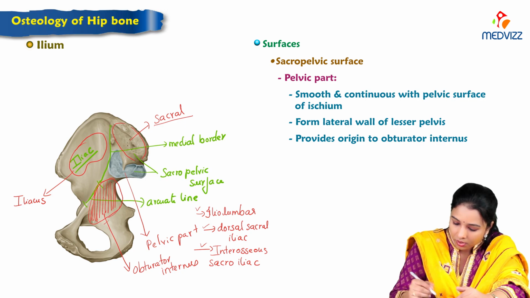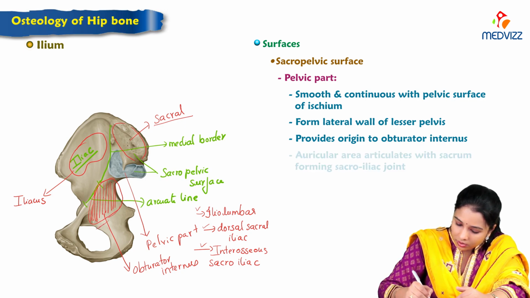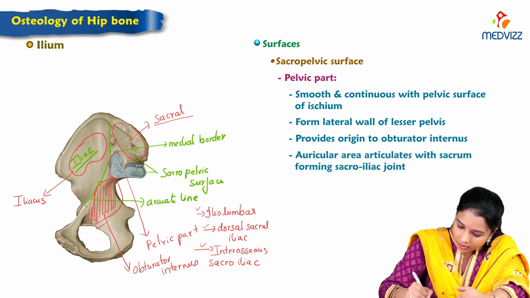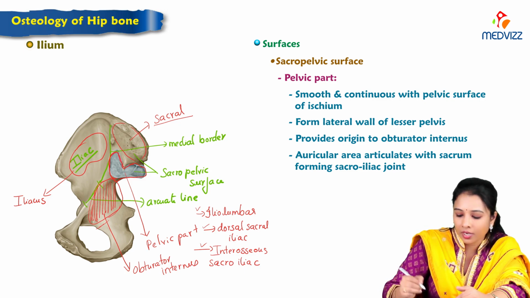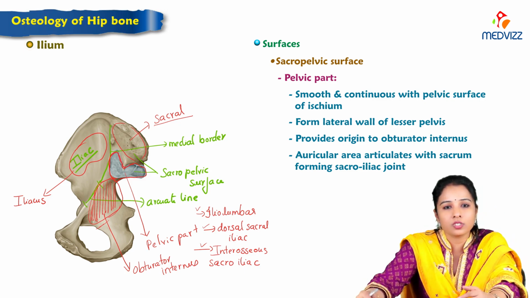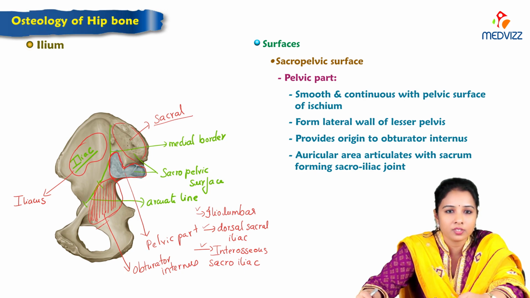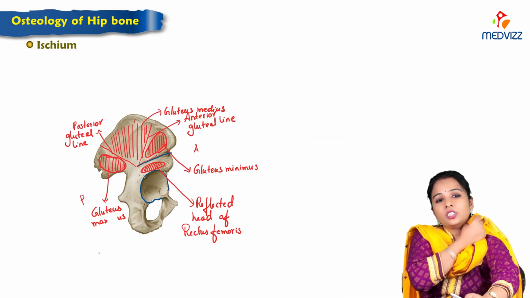This is the auricular area, which is an articulating surface which articulates with the sacrum to form the sacroiliac joint, which is the most stable synovial joint in the body. Now we shall continue with the ischium.